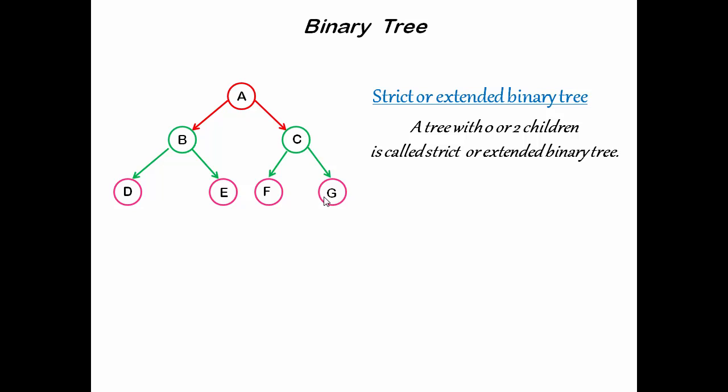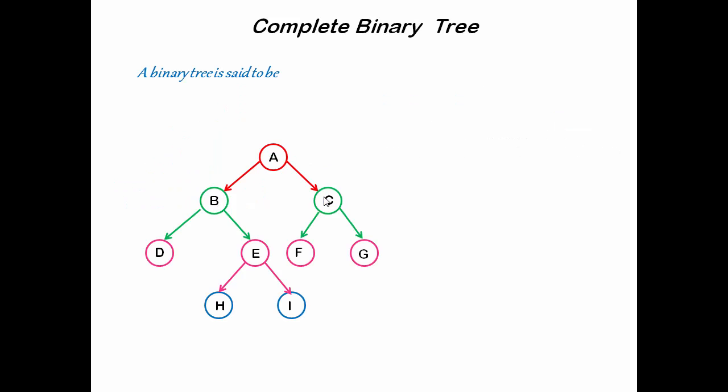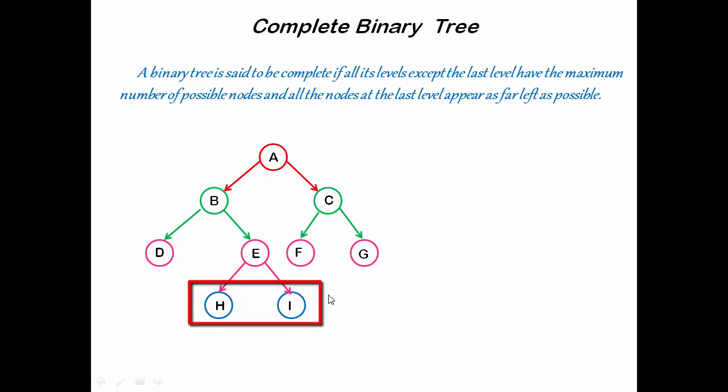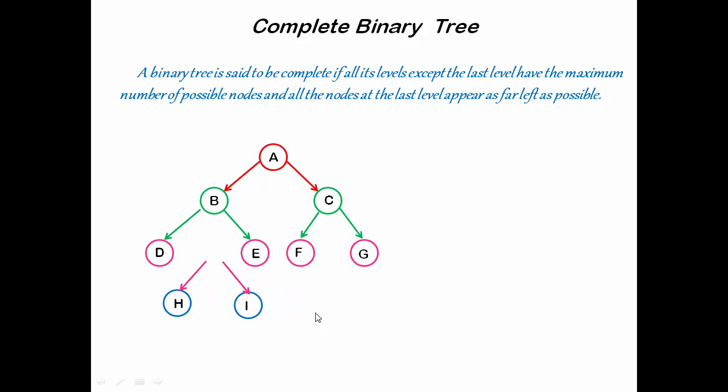Next one is complete binary tree. A binary tree is said to be complete if all its levels except the last level have the maximum number of possible nodes, and all the nodes at the last level appear as far left as possible. See this picture and say, is it a complete binary tree? No, it is not a complete binary tree because in the last level nodes do not appear from left to right. I'm gonna shift these 2 nodes to the left. Now it is a complete binary tree.